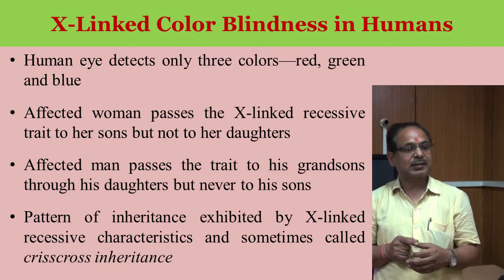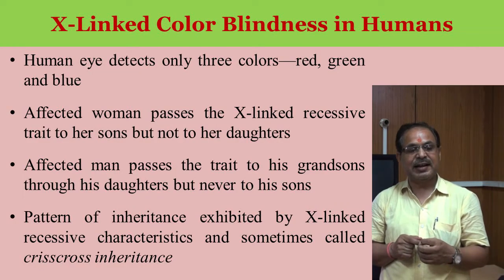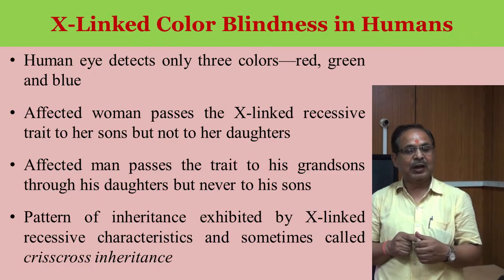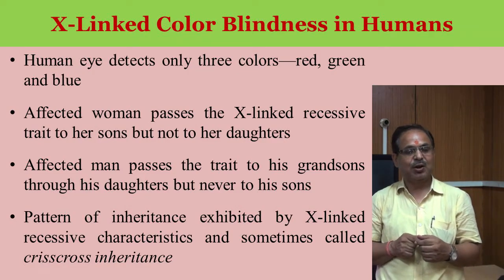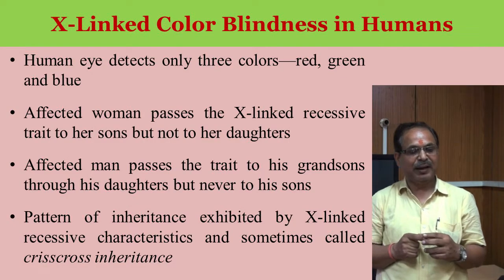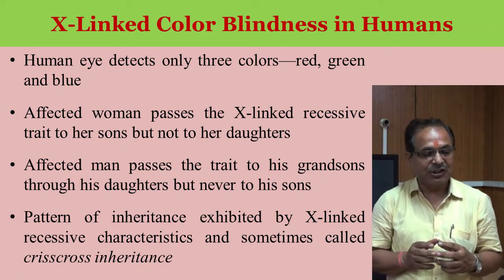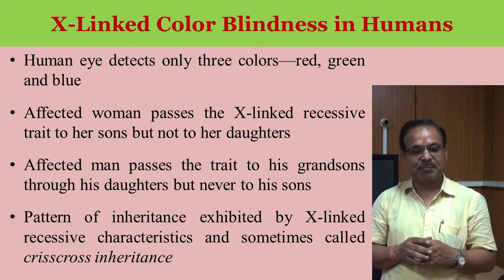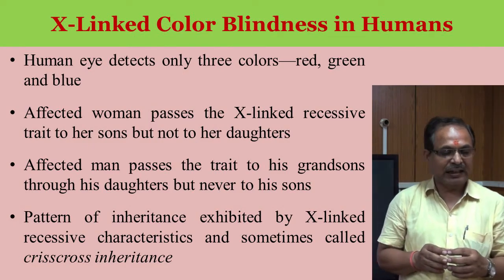The next is X-linked color blindness in humans. In humans, the eye generally detects three colors: red, green and blue. The affected woman passes the X-linked recessive trait to her sons but not to her daughters, whereas the affected man passes the trait to his grandson through his daughter but never to his sons. This pattern of inheritance exhibited by X-linked recessive characters is sometimes called criss-cross inheritance.